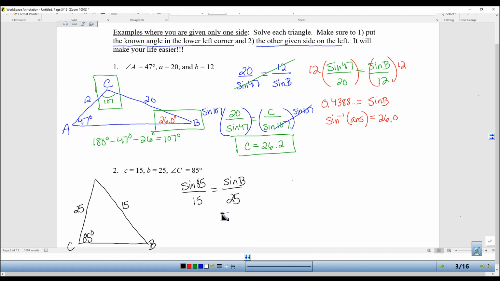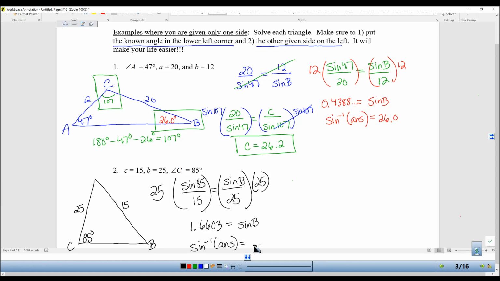I go to do this on my calculator. I multiply both sides by 25. And 25 times sine of 85 divided by 15 is 1.6603. Remember, you don't even have to write the whole thing, but you have to make sure that you keep the whole thing, do inverse sine of the answer that you just got to help you find B. And when you do that, you're going to get error.